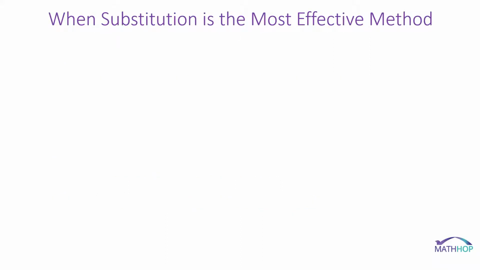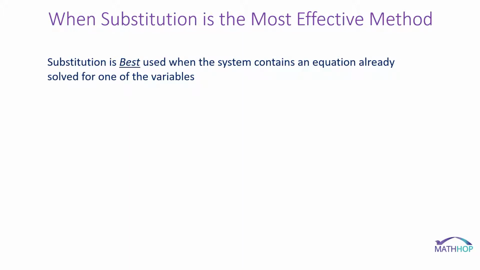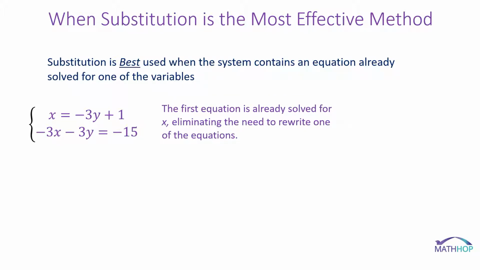All right, when is substitution the most effective method? You can always use substitution, for sure, and some people only use substitution. But substitution is best when the system contains an equation that's already solved for one of the variables. So if I saw a system like this, where I see x already solved for, x equals negative 3y plus 1, I would use substitution for this without a doubt. The first equation is already solved for x. I don't need to rewrite one of the equations, so I've literally eliminated one entire step.